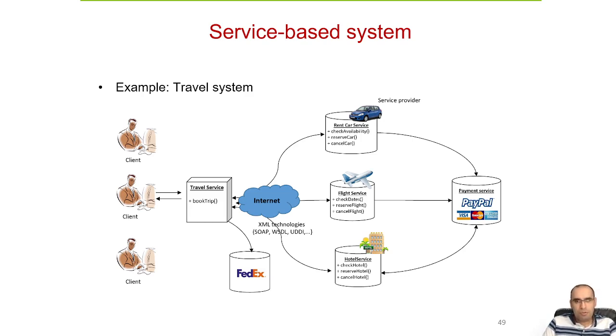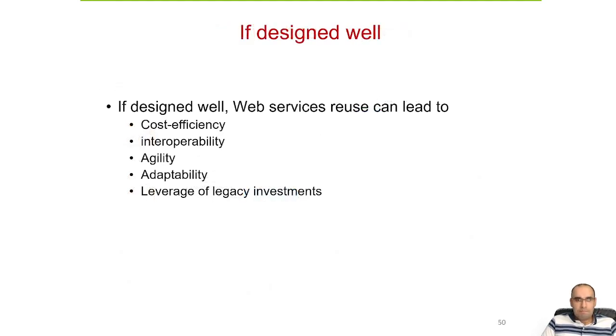For example, for a travel system, we can reuse multiple services that are provided by third-party providers, such as a car rental service, a flight service, a hotel service, or a payment service. All of these services are running on different platforms and are invoked remotely. If designed well, web services can bring a lot of advantages, such as reducing the development cost by reusing existing services that are implemented and provided by third parties.